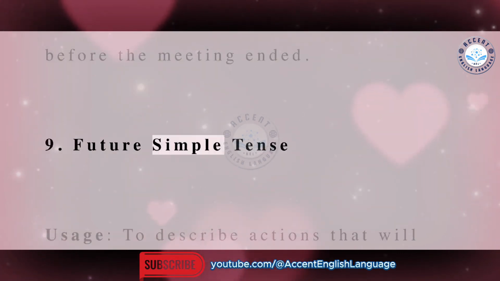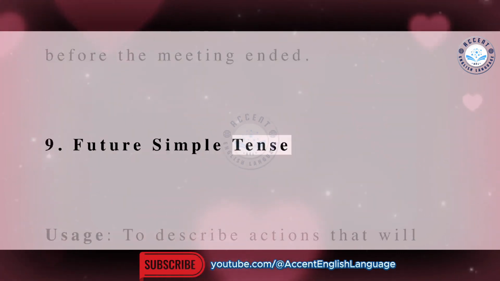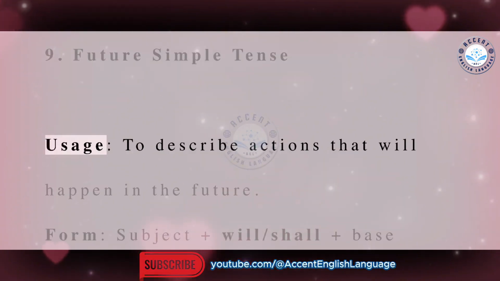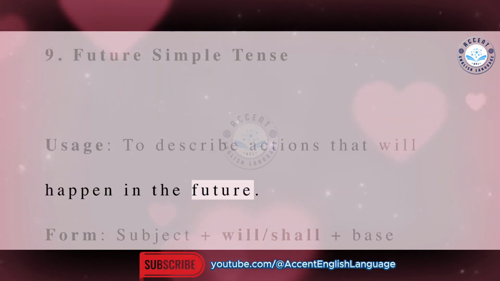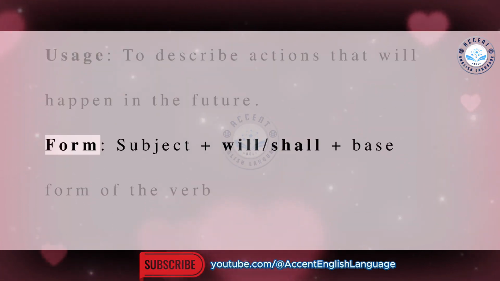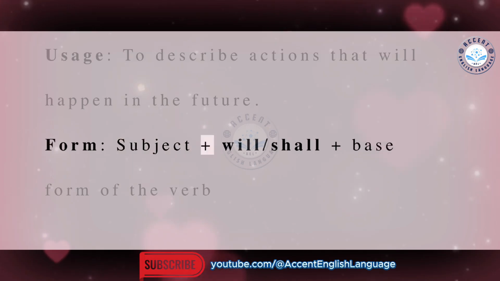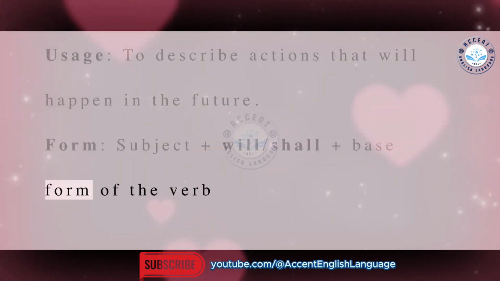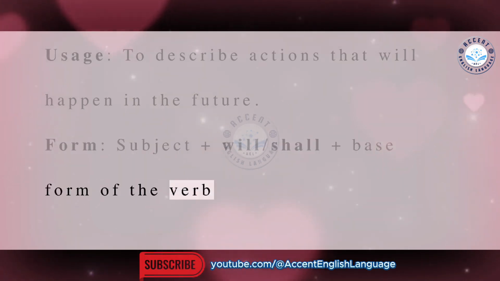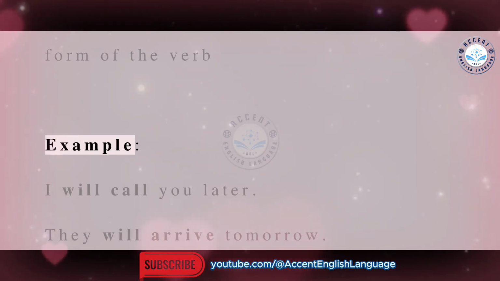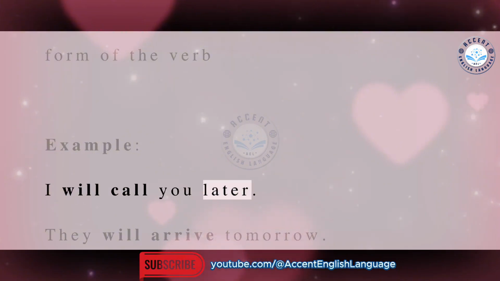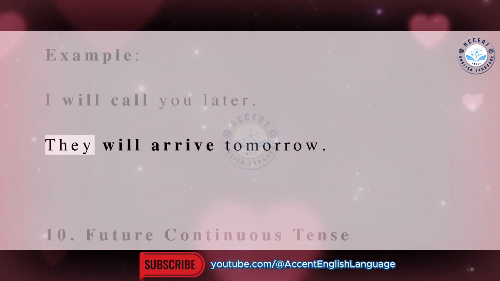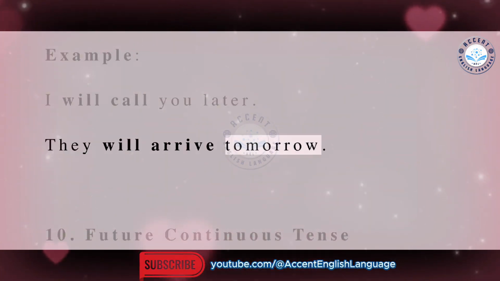9. Future simple tense. Usage: to describe actions that will happen in the future. Form: subject plus will, shall plus base form of the verb. Example: I will call you later. They will arrive tomorrow.